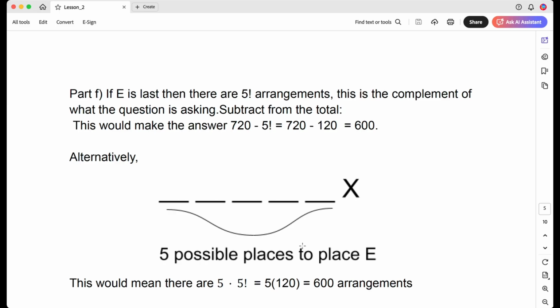Now, if you want to do this in a more direct fashion, there are 5 places to put E if you want to avoid the last slot. So you have 5 possibilities for placing the E. And then once E is placed, you have to fill in the 5 other slots with the remaining letters, which is 5 factorial. 5 times 5 factorial, 5 times 120, ends at 600.